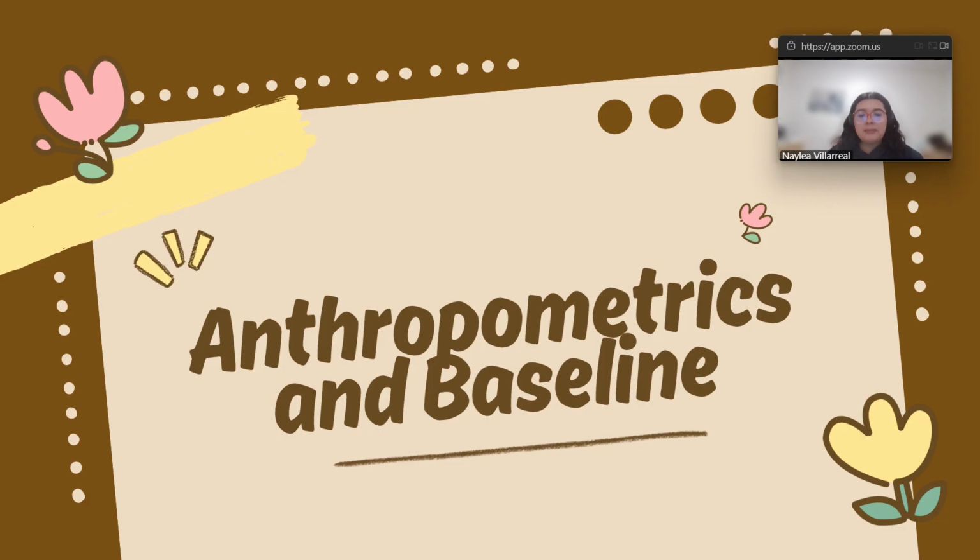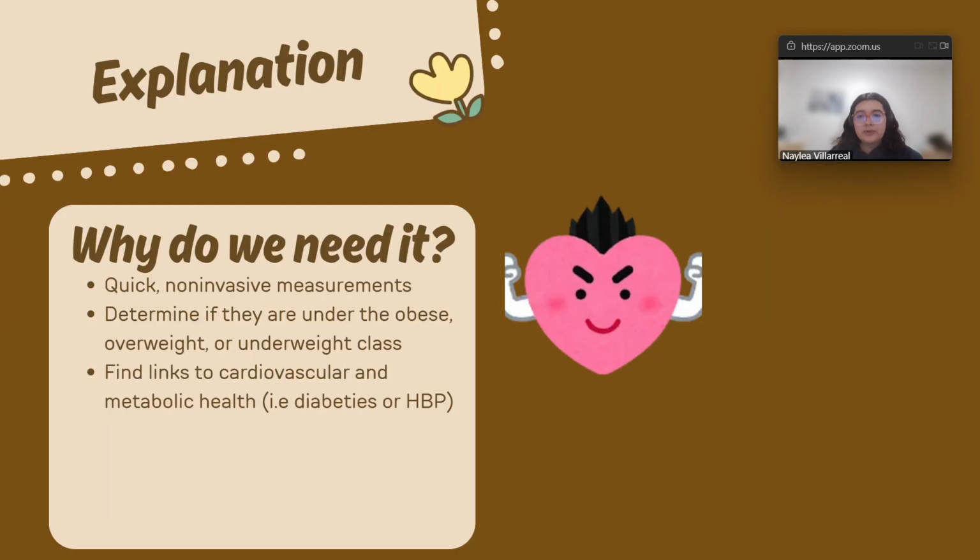Moving on to the anthropometrics and baseline. The reason we do it is because they're non-invasive, quick measurements that will determine if we are in the obese, overweight, or underweight class. This is also to find out if we're at high blood pressure or low blood pressure, to find any links to cardiovascular and metabolic health.